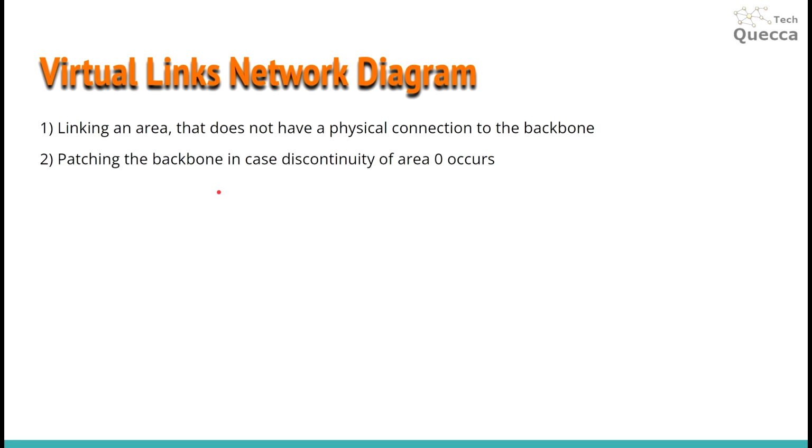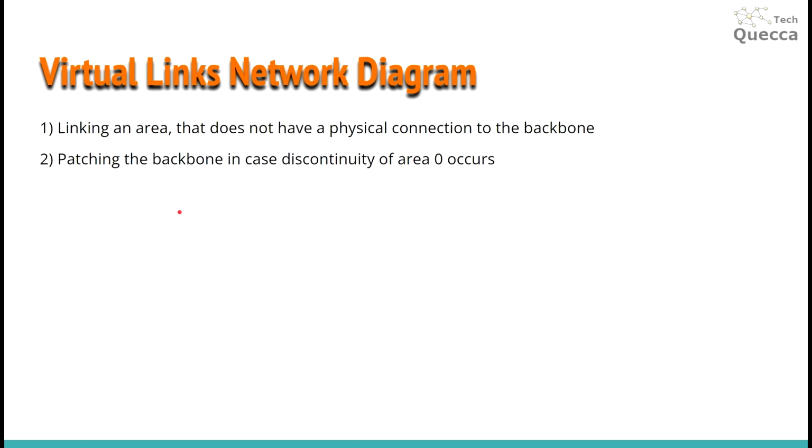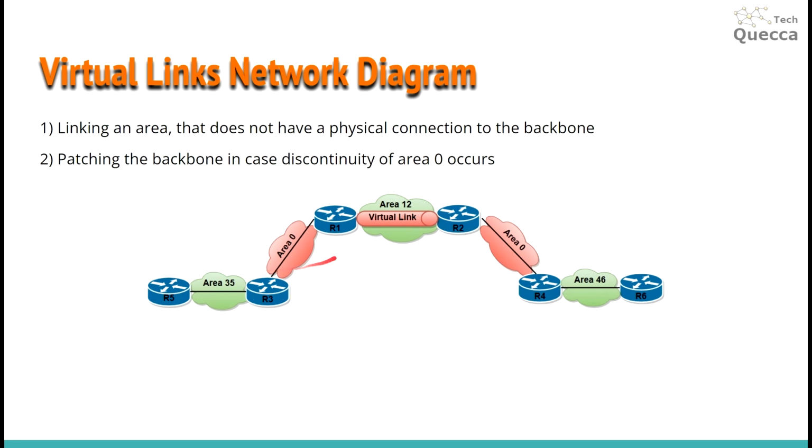Second one, patching the backbone area in case discontinuity of area 0 occurs. For this design, we create a virtual link between R2 and R3, which are in the same area 1, 2, 3. And then we are not going to have a problem for routers R5 and R4. We will see this in the configuration example. And for the second one, in this case, we create a virtual link between R1 and R2, and we are not going to have discontinuity anymore. So everything is fine with area 0.